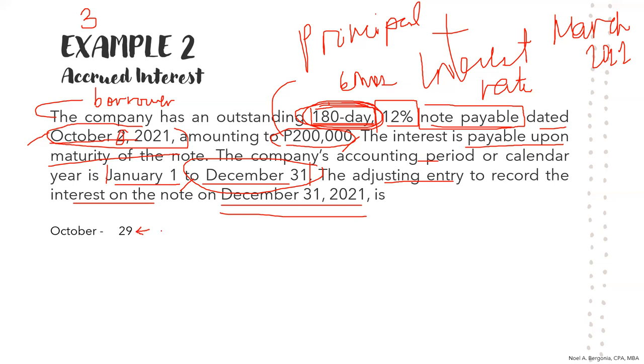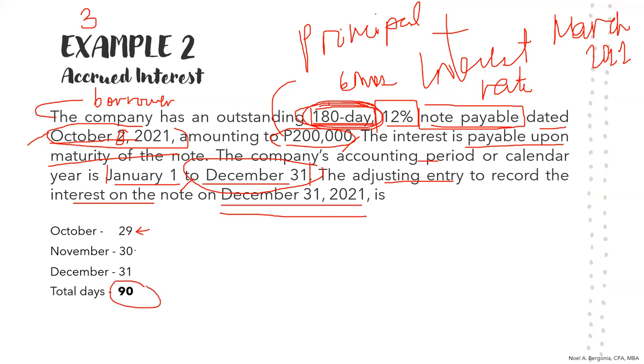days. And then for the month of November, di ba, up to 30 days yung November, so 30 days po yung natapos during the month of November. And then in December, it is up to 31. So in totality, our interests for 2021 ay tumakbo ng 90 days. So ibig sabihin, once we compute for our accrued interests, it will be 90 days.